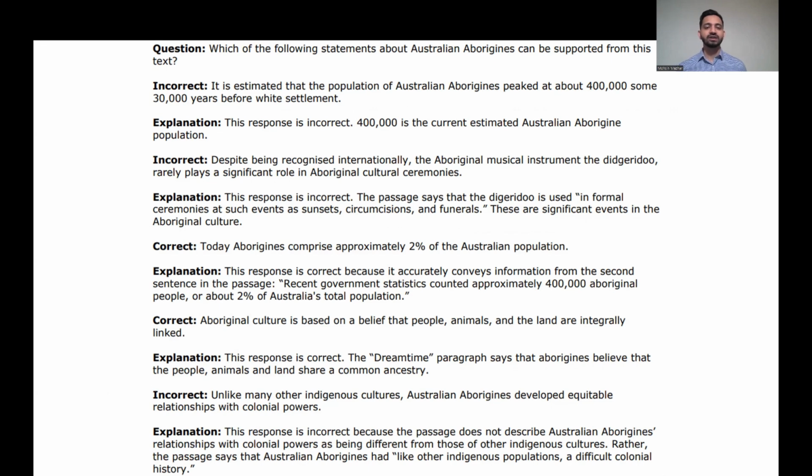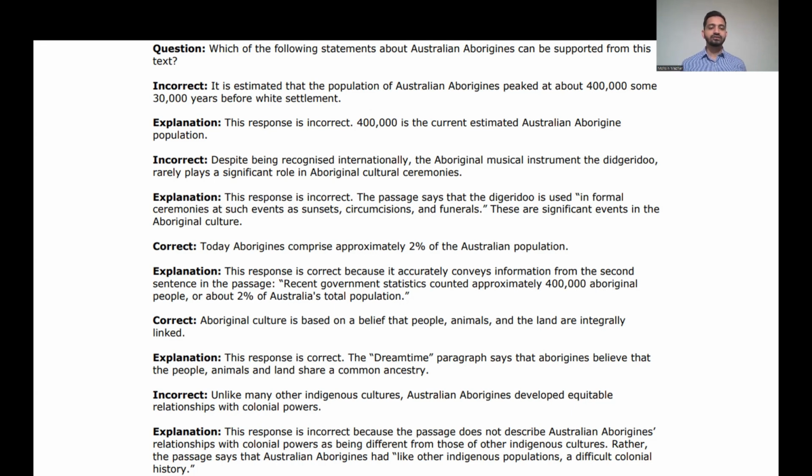The second option was, despite being recognized internationally, the Aboriginal musical instrument, the didgeridoo, rarely plays a significant role in Aboriginal cultural ceremonies. This one is incorrect as well because the passage says that the didgeridoo is used in formal ceremonies such as events like sunsets, circumcisions, and funerals. These are significant events in the Aboriginal culture, and this is contradictory information, so we can eliminate that.